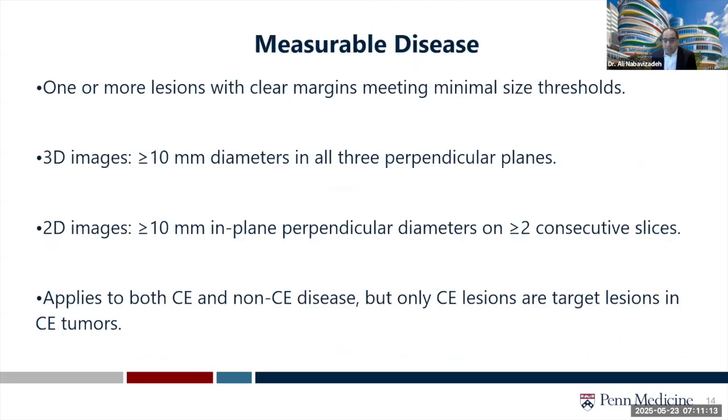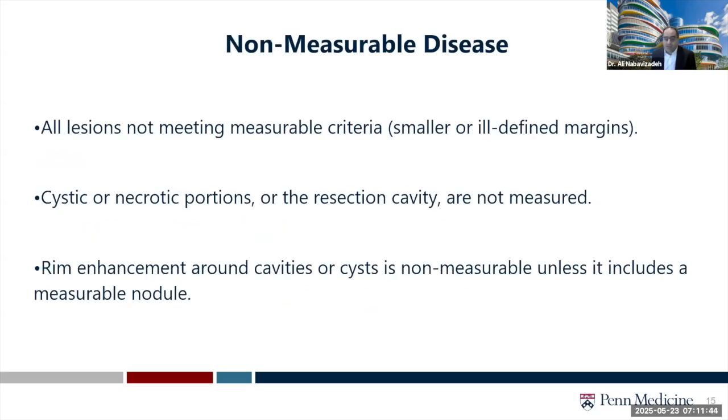So for measurable disease, one or more lesions with clear margins should be included. If you have 3D imaging available, the lesion should be more than 10 millimeters in all planes. If you have 2D imaging available, the lesion should be more than 10 millimeters in the plane that is imaged, and also should be visible in 2 consecutive slices. And this applies to both contrast enhancing and non-contrast enhancing disease. Non-measurable disease are all the other lesions that do not meet the criteria for measurable disease.